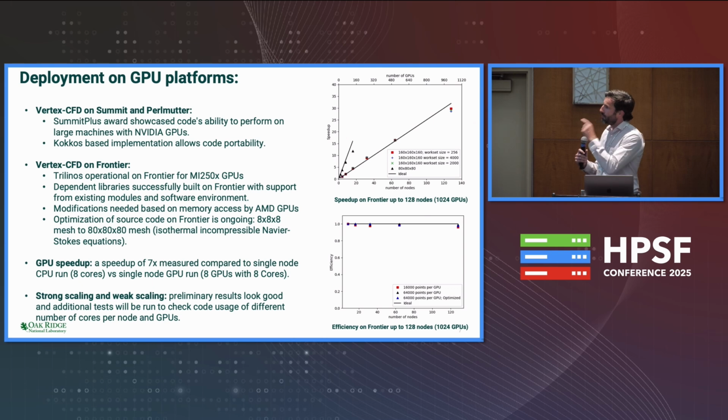Those plots were generated a few weeks ago. And before those fixes, we could only fit a very small mesh on each GPU node. We were doing a mesh of 8 by 8 by 8, which is very small. And now we can fit a mesh that is about 1,000 times bigger. So the strong scaling and weak scaling look OK. And we're doing some additional testing in order to evaluate the performance of the code on larger meshes.